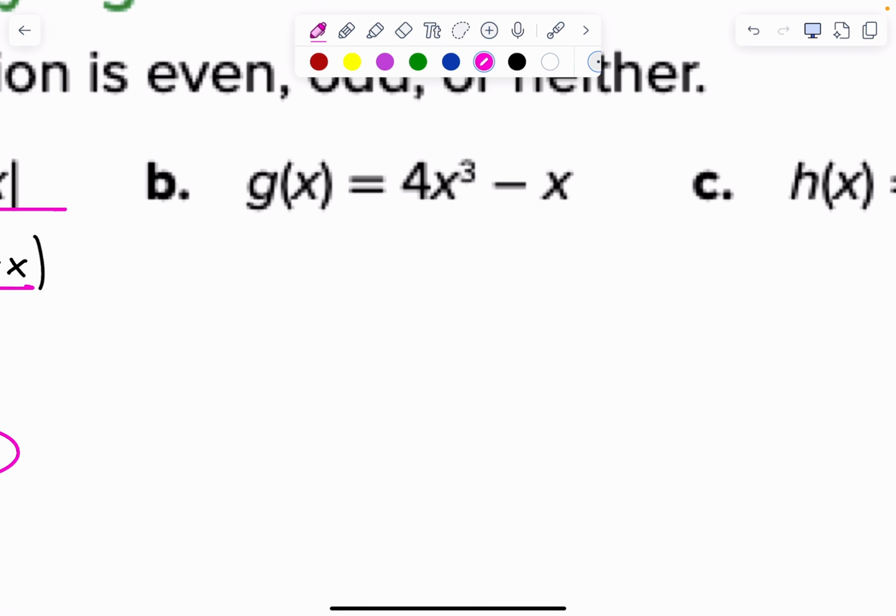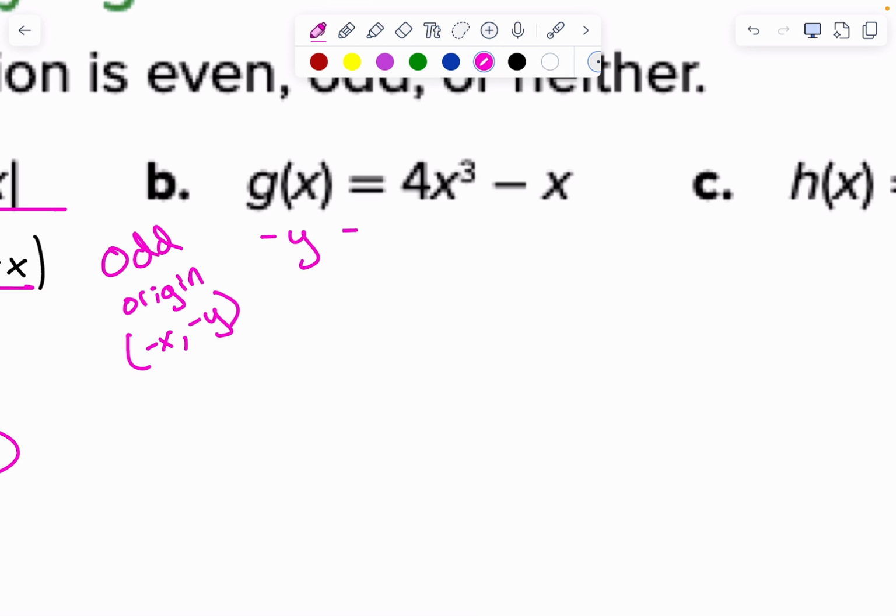Shall we check y-axis? Let's check even on this one. Can we check odd? Okay, we'll check odd. We're guessing that it's going to be odd. Odd is origin symmetry, which is plugging in negative x and negative y. So this will become negative y, this will become negative x, and this will become negative x. I'm plugging in the negatives. I probably should put them all in parentheses, right?